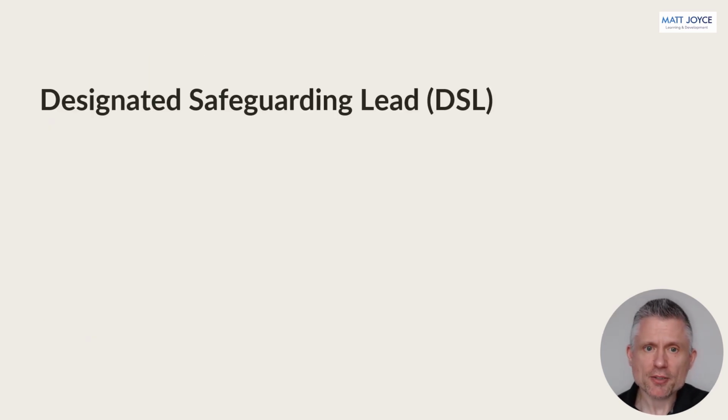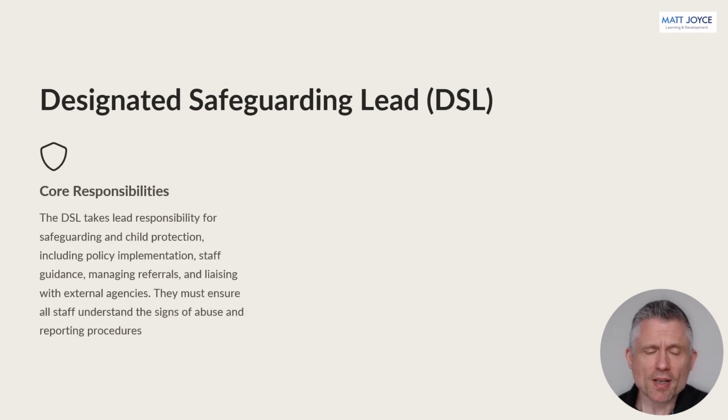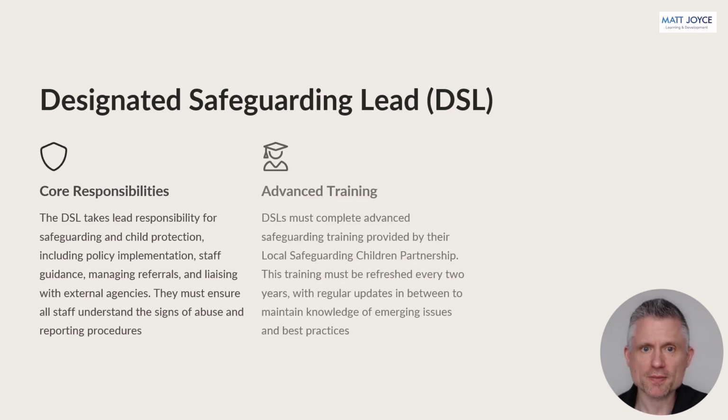Every organisation should have a designated safeguarding lead, and certainly when we think about nursery environments in particular, there are a number of core responsibilities. The designated safeguarding lead takes responsibility for safeguarding and for child protection, including policy implementation, staff guidance, managing referrals and liaising with external agencies. They must ensure that all staff understand the signs of abuse and the correct reporting procedures.